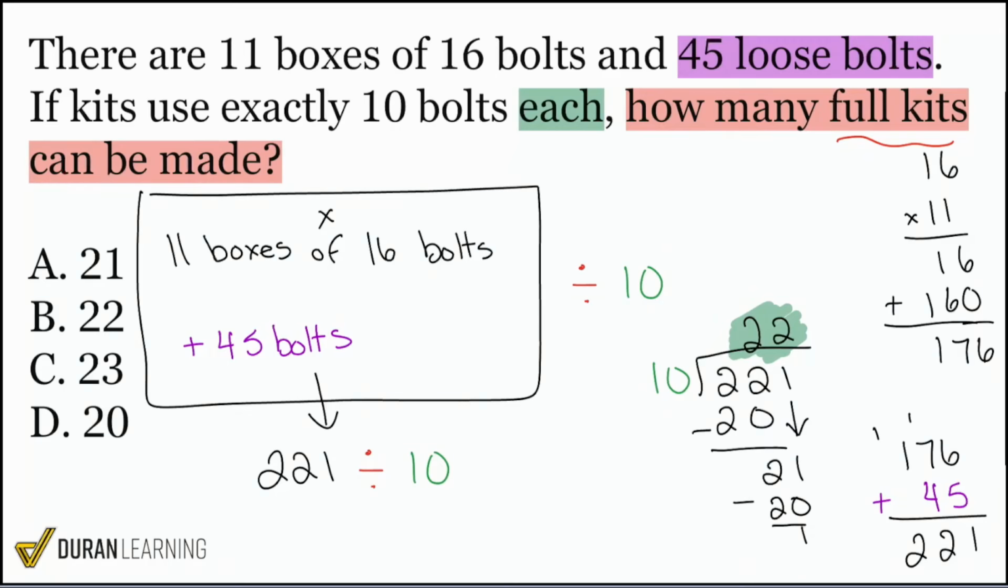Again, the question was, how many full kits can be made? So when we divide, we got a full 22 with a leftover of 1 out of 10 bolts. And so that's why, with that reasoning, the correct answer here is actually going to be B, 22. Not C, not rounding up, but B, 22.